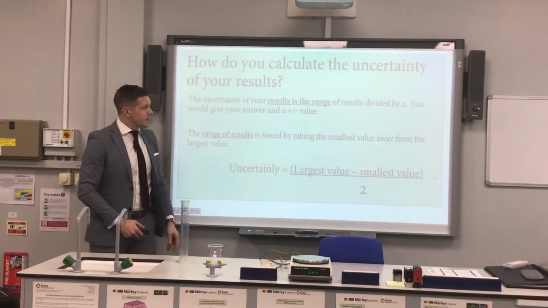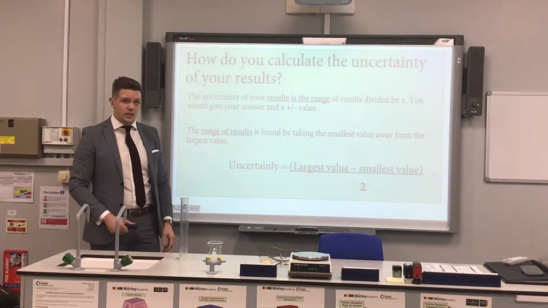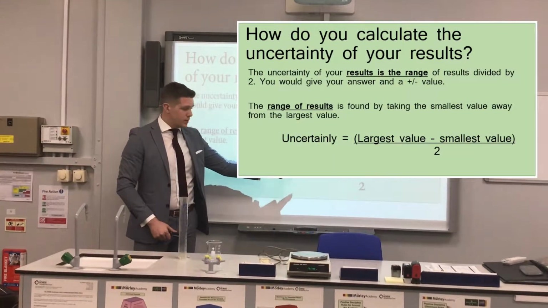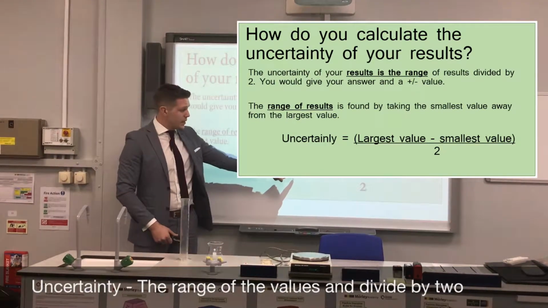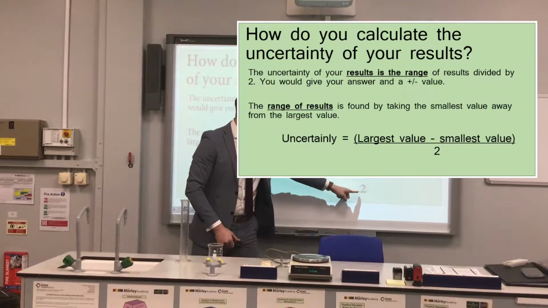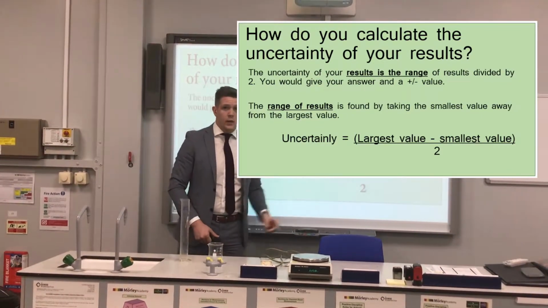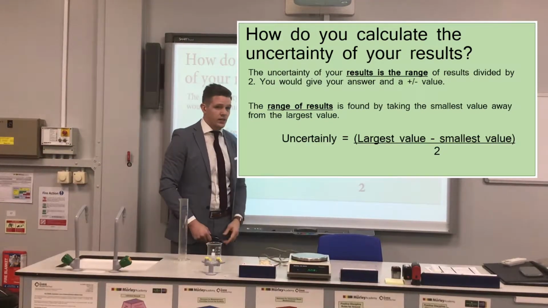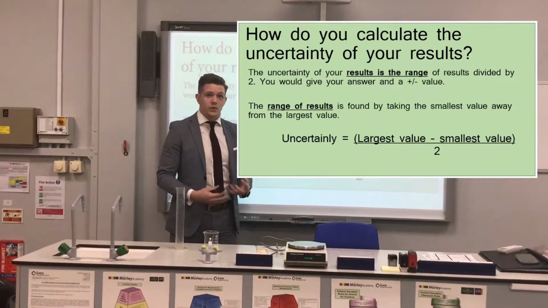On to our next thing, uncertainty. This is probably something that not many of you have looked at in too much detail in lessons. An uncertainty looks at the range of the values, dividing that by 2. We get our range, as it says here, by taking the largest value, subtracting the smallest value, and dividing that by 2. Be careful that you don't put this in as one long equation in your calculator, because it will just divide your smallest value by 2 and take it off the largest. So as it says, put it in brackets if you're using your scientific calculator, or do it first and then divide by 2.